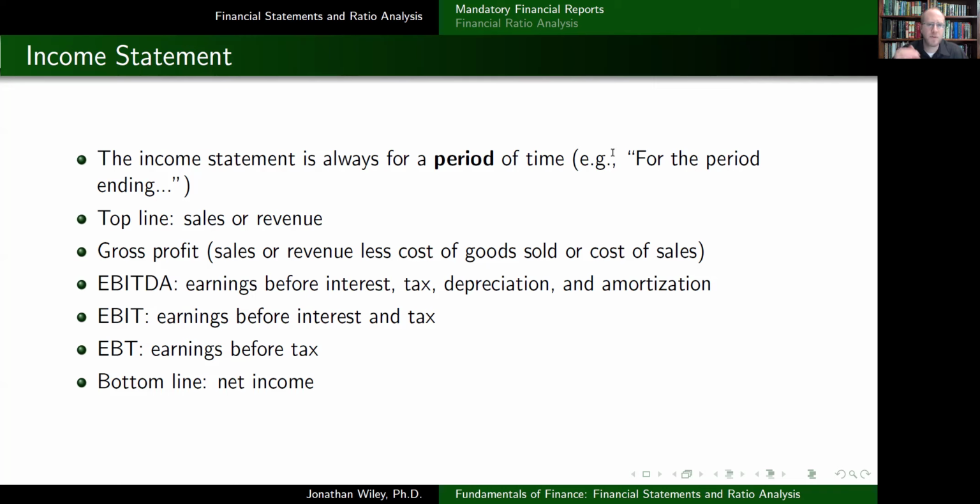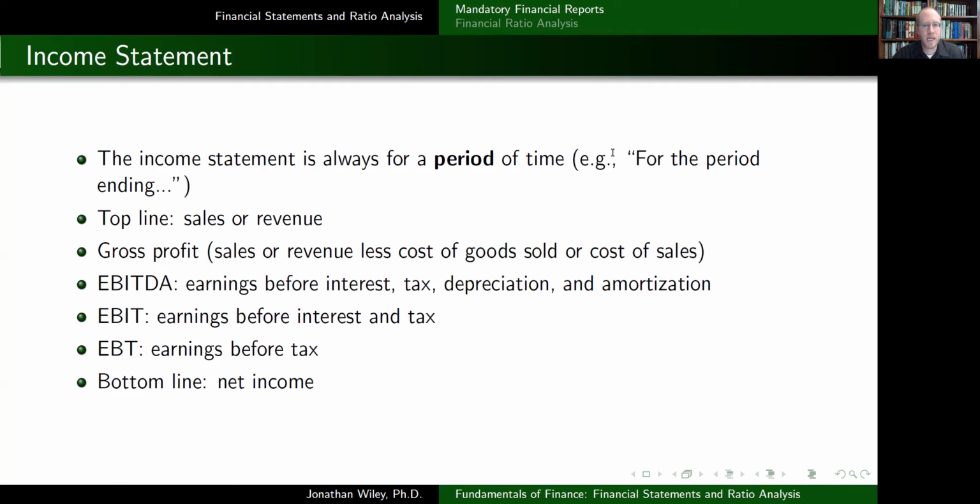Now, if you progress a little bit further down the income statement, you start taking off various other operating expenses. That's going to get us down to EBITDA. So EBITDA stands for earnings before interest, taxes, depreciation, and amortization. So basically, it's driven by your operations, but before we have accounted for depreciation and amortization, which are non-cash expenses, and then also the interest and tax.